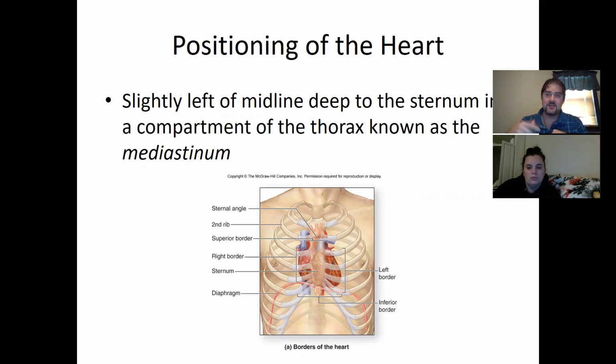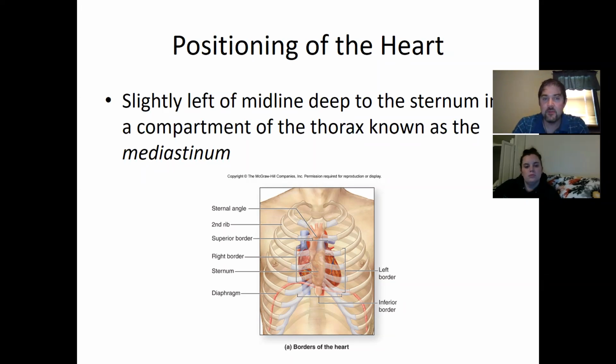We're going to talk about the thymus again with the immune system, but there's a gland that kind of sits on top of your heart that's important for the development of the immune system. And then you have a portion of the trachea. All those are just kind of in that area there. So it's kind of like a little box right in the middle of your chest called the mediastinum.